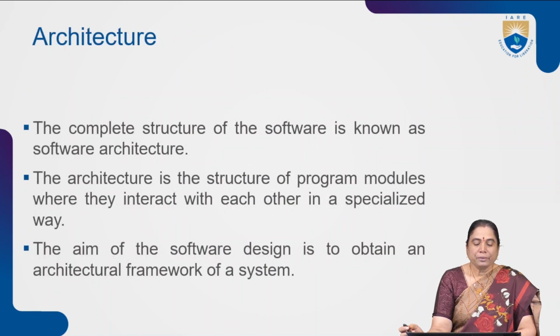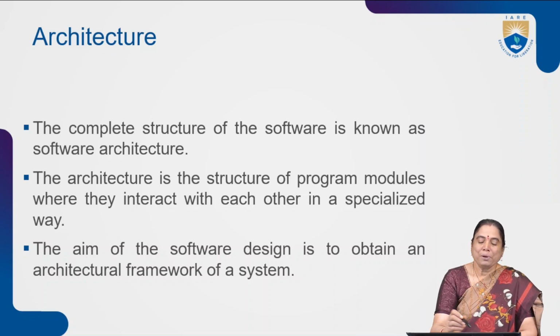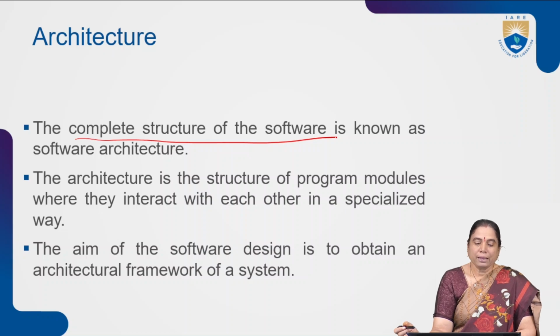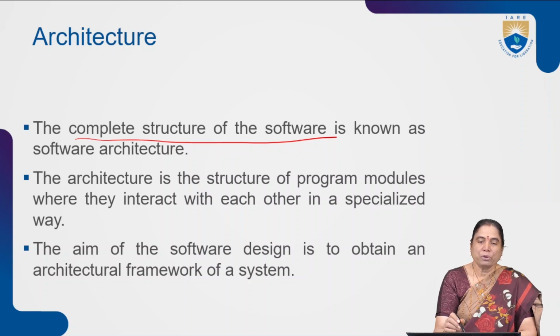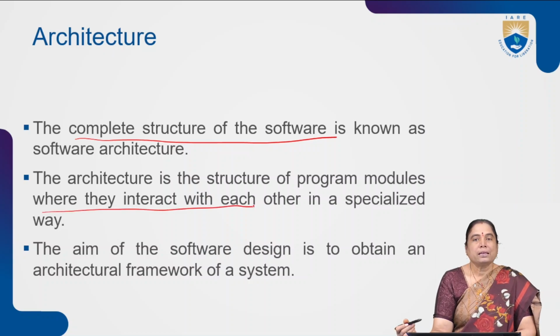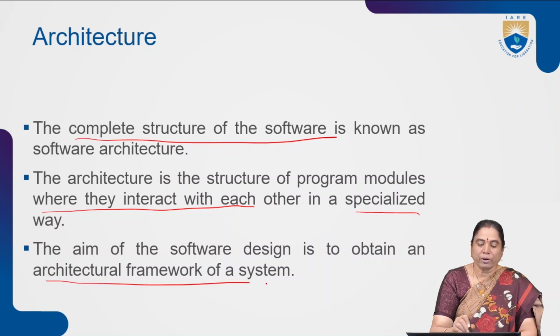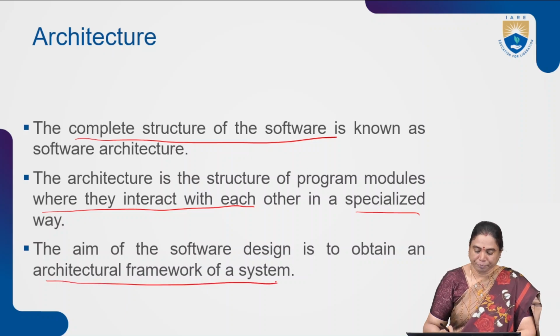The architecture of the software system is the complete structure of the software, generally referred to as software architecture. This architecture is the structure of program modules and how they interact with each other in a specialized way. The aim of software design is to obtain an architectural framework of a system.